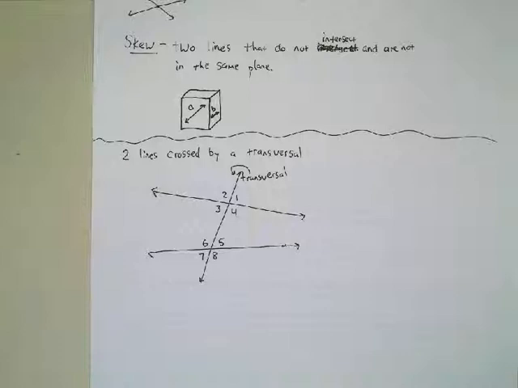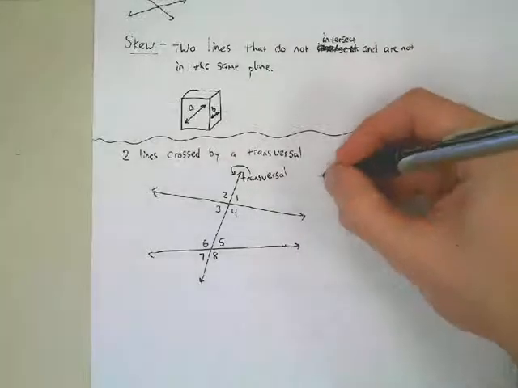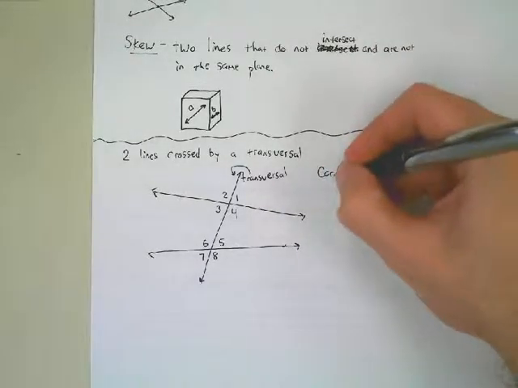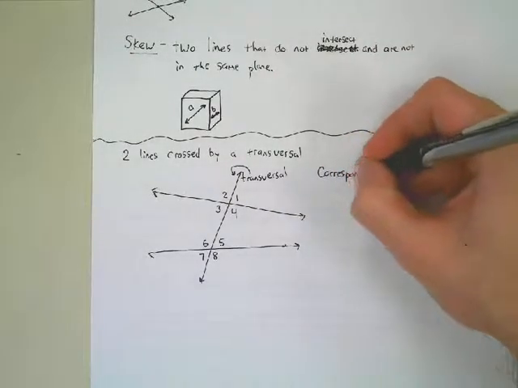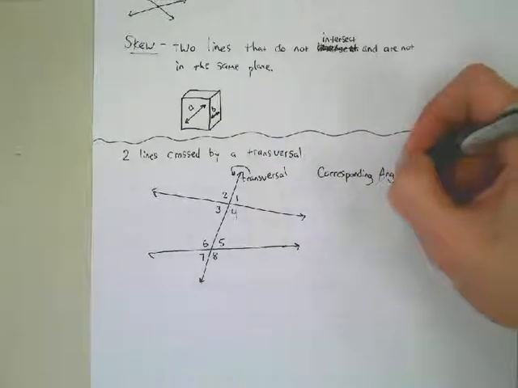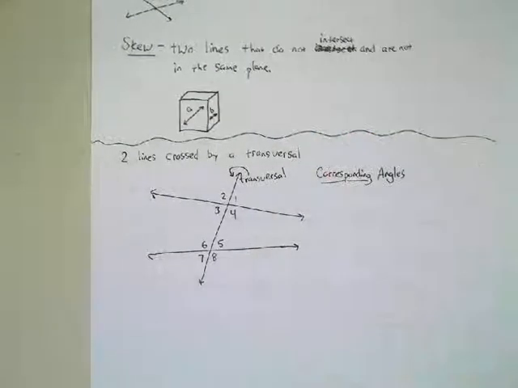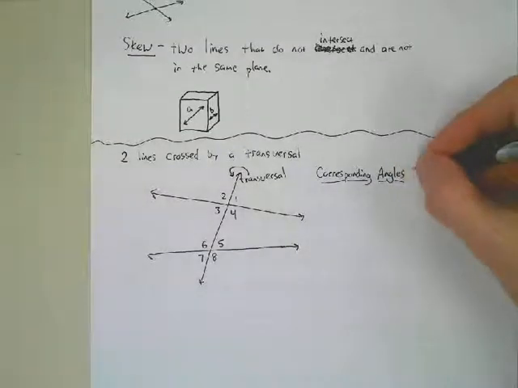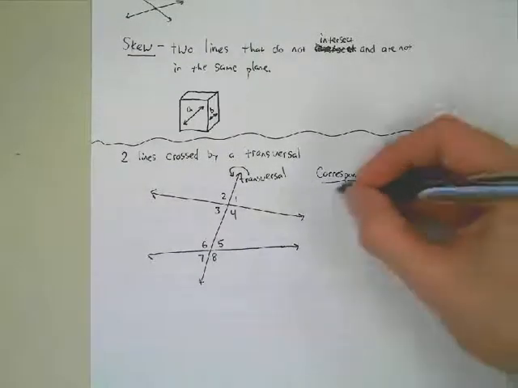And so, as a result, we create some relationships, okay? We have special names for some of these angle relationships. The first special angle relationship we have are called corresponding angles. Corresponding angles are angles that are in the same position when you're looking from one cluster to another. So for example, one example of corresponding angles here are going to be angle 1 and angle 5.